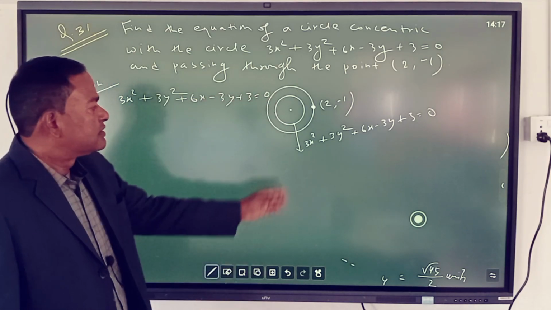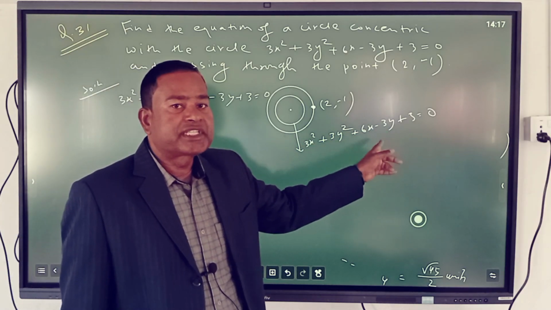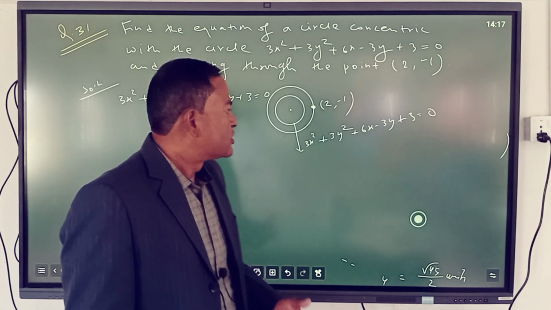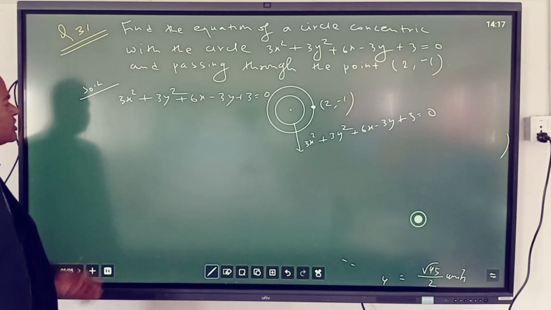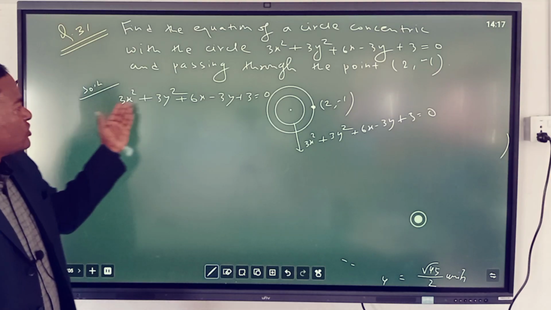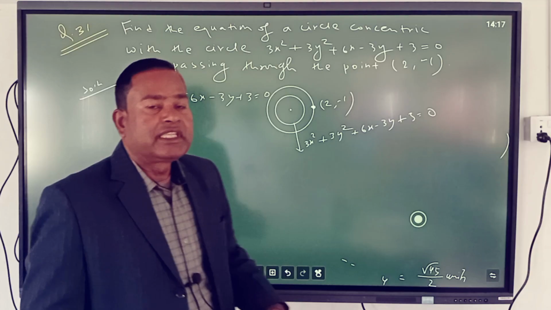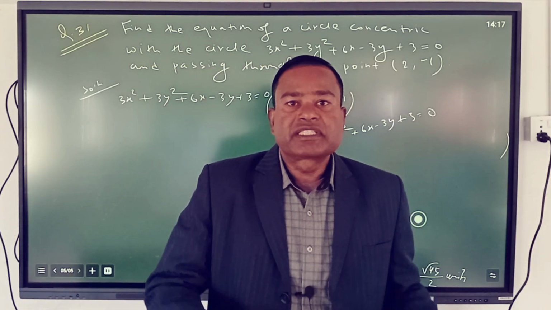Dear student, the equation of the given circle is 3x² + 3y² + 6x - 3y + 3 = 0. So let's find out the center of the given circle. In order to find the center of the given circle, let us change the equation of the given circle into the general form.